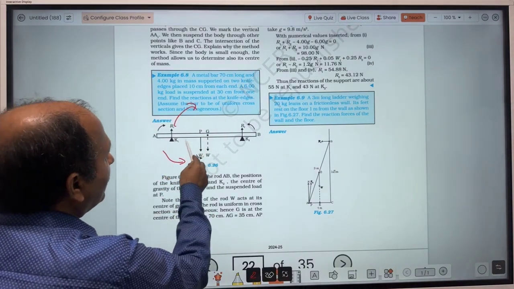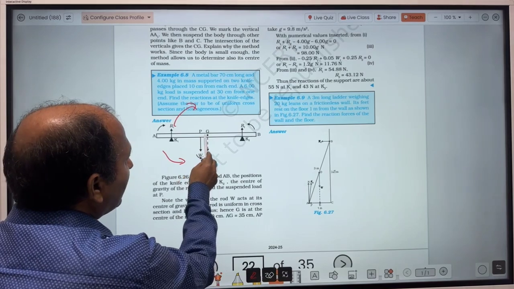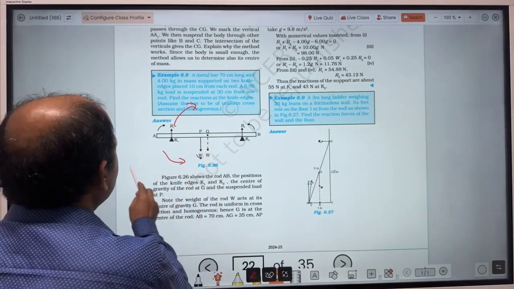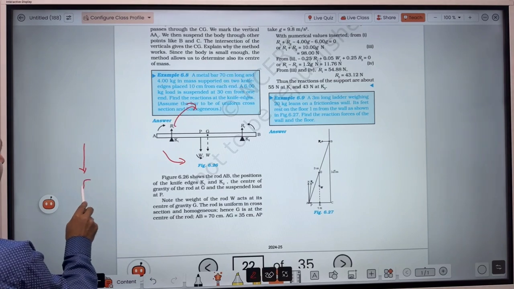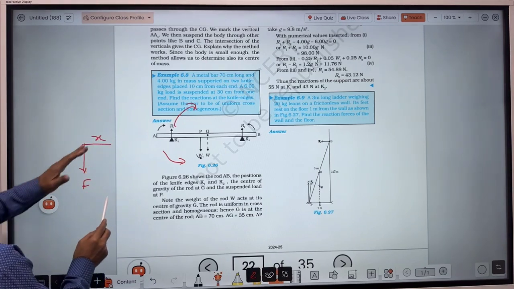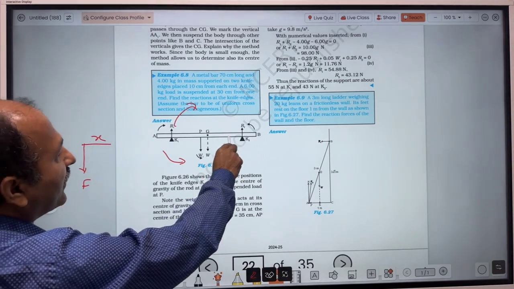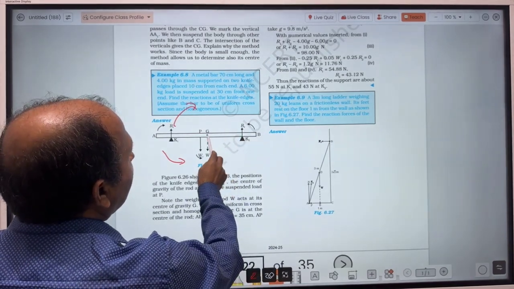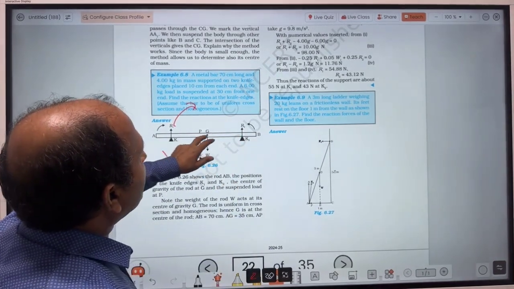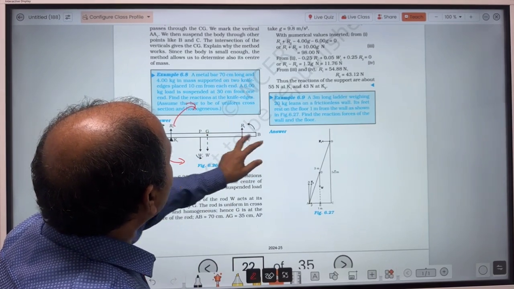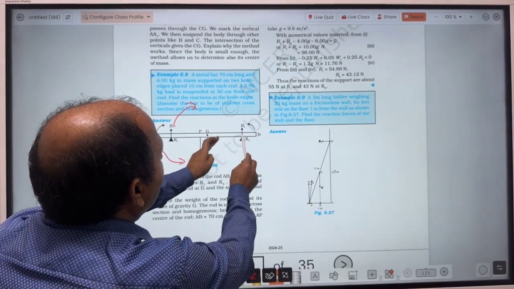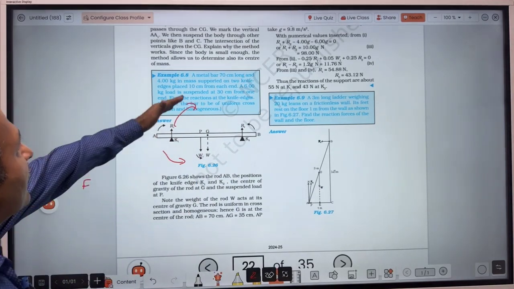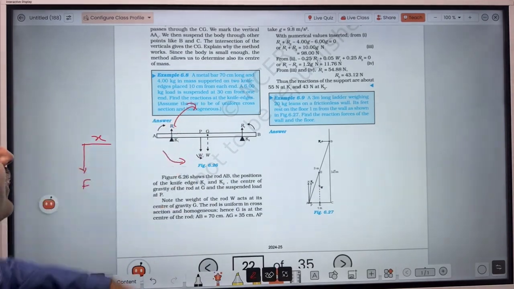You will take force, suppose W1, multiplied by PG. This is the force and this is the distance, so the product. Similarly, here also the force will be R2 and the distance up to R2 you have to take. This distance is 10 and the total is 35, so this will be 25. So you will multiply here. This is clockwise, so it should be taken as negative.